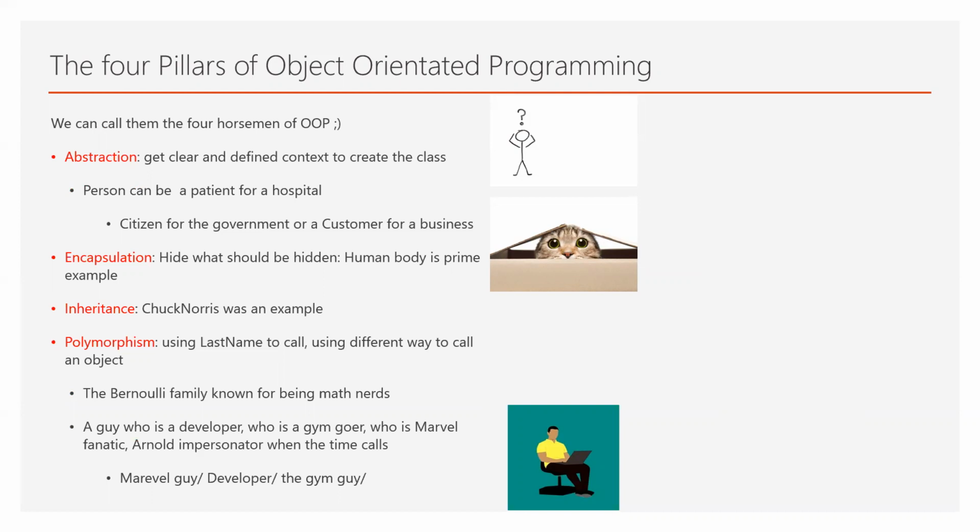For example, a person can be a patient in a hospital. This same person can be a citizen for the government, or a customer for a business, or an inmate in a state prison, right? So the same person can have different fields and data, and also behavior that acts upon it. And the second one is encapsulation.